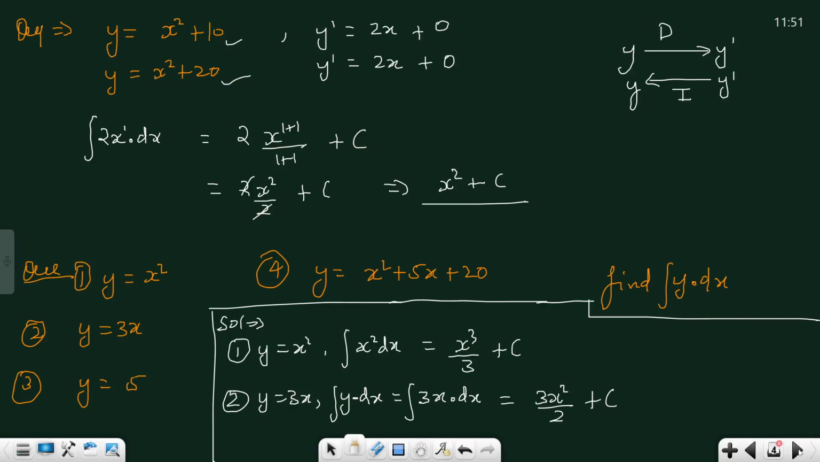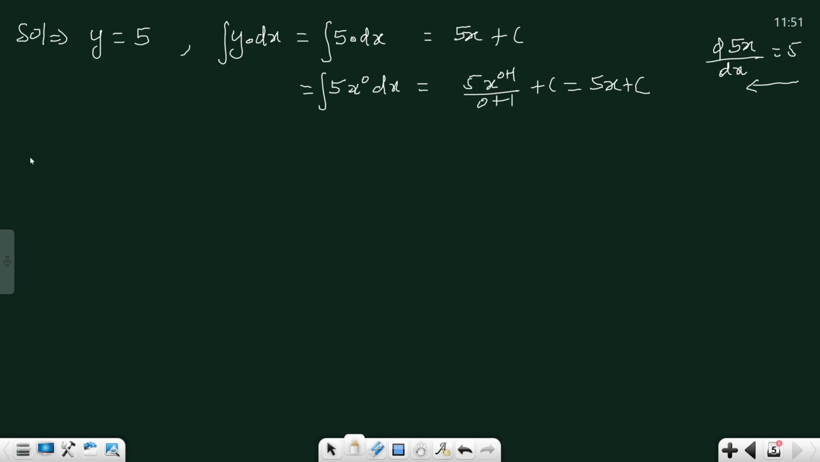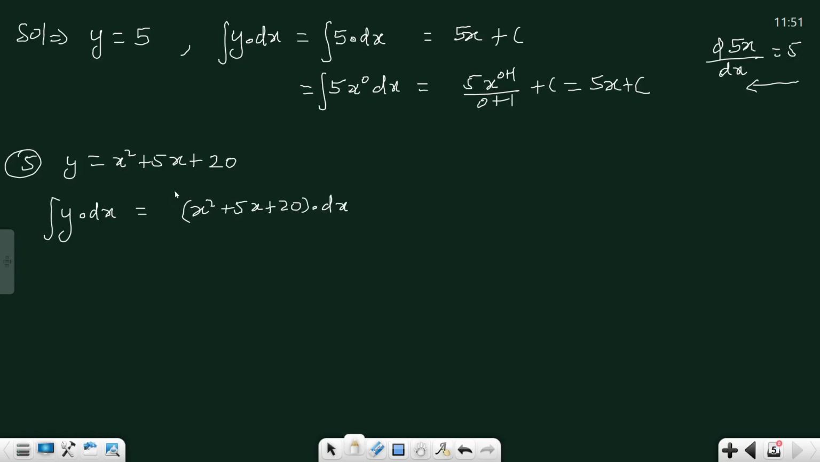x square plus 5x plus 20. The last one, the fifth one. y is equal to x square plus 5x plus 20. So you have to integrate all of them one by one. Integral of y dx, so x square plus 5x plus 20. When you integrate this, you have to integrate the terms individually.